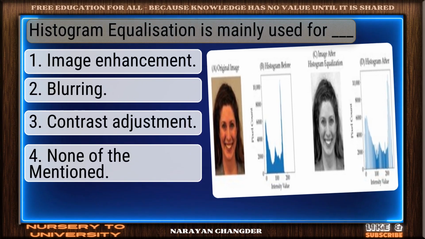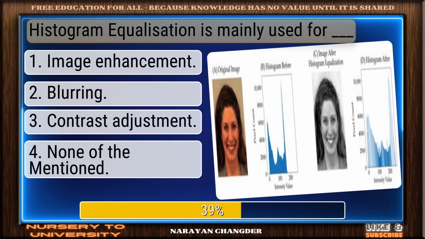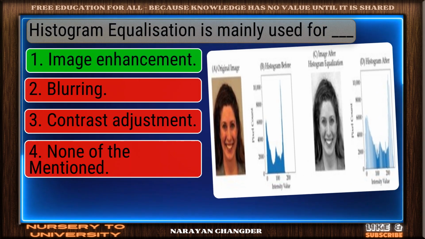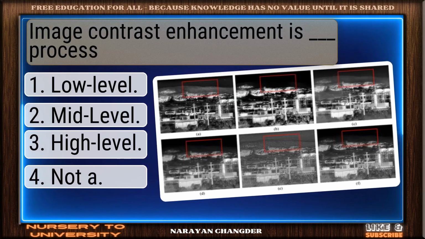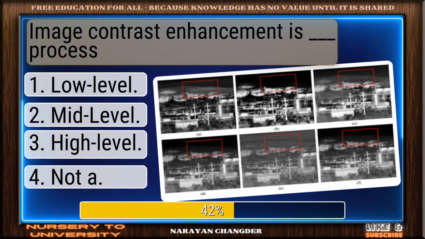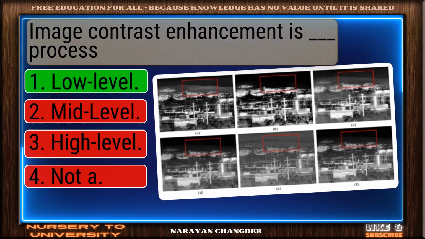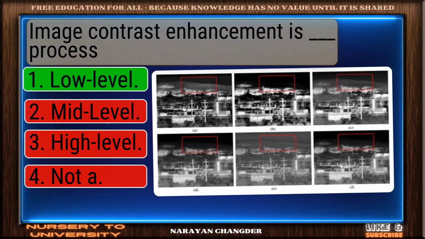Question number 62. Histogram equalization is mainly used for dash. Strong choice. Image enhancement is the right answer. Question number 63. Image contrast enhancement is dash process. Correct response. Low level is the most accurate answer.